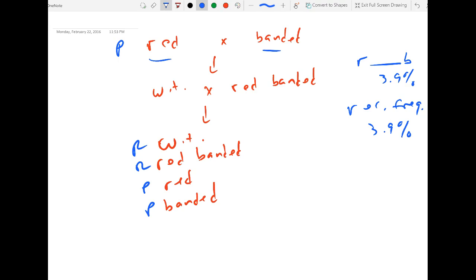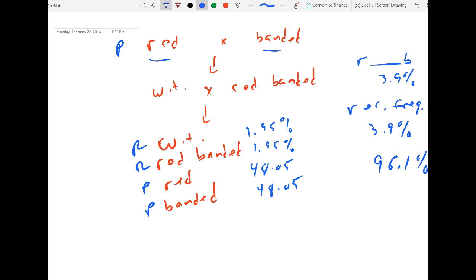Let's see, I'll have to calculate over here. 3.9 divided by 2 is 1.95. So we'd expect 1.95% of each recombinant class, and then 100% minus 3.9% is 96.1% parentals, but we need half of those, so it's 48.05. So that's what we expect if we do the cross this way.